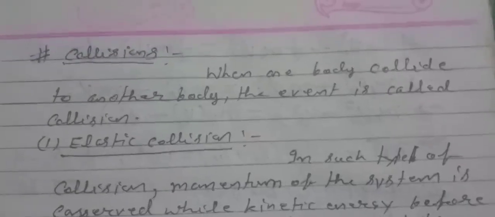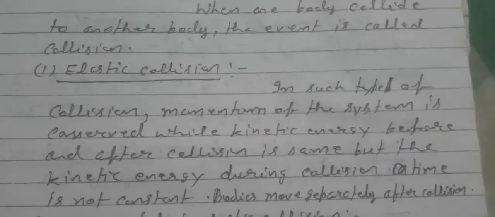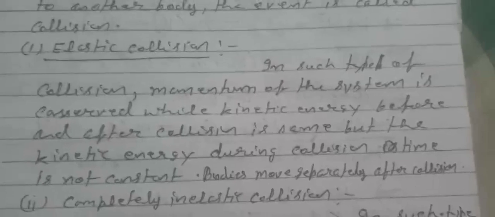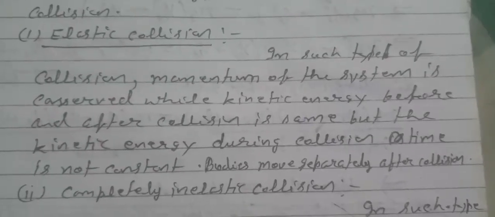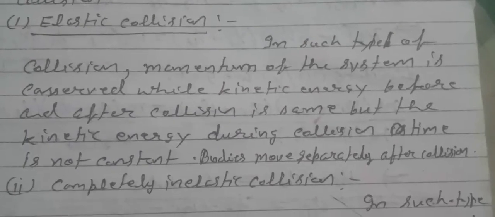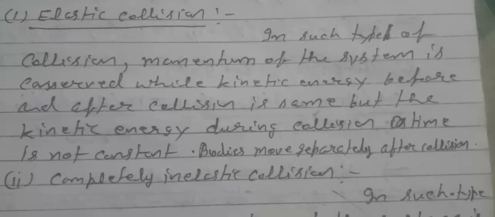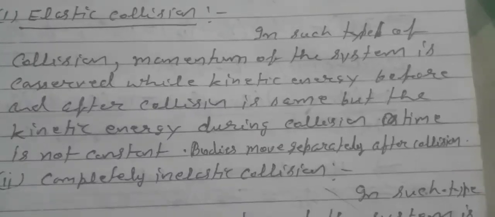Collisions. When one body collides with another body, the event is called a collision. First, elastic collision. In this type of collision, the momentum of the system is conserved, while the kinetic energy before and after collision is the same. But the kinetic energy during the collision time is not constant. Bodies move separately after collision.